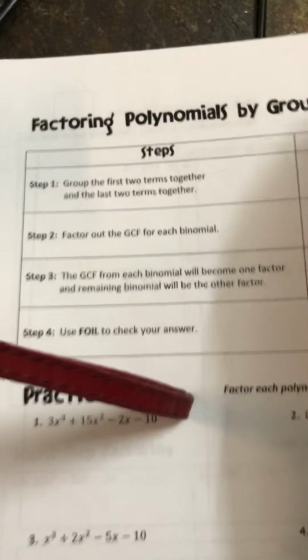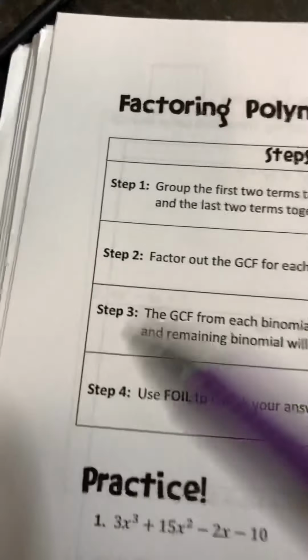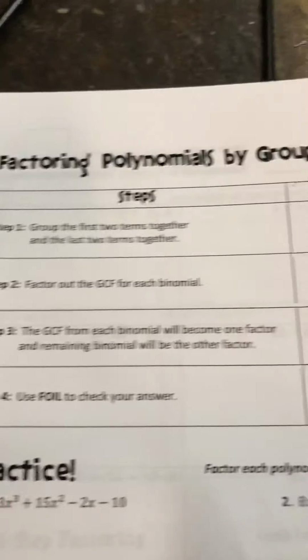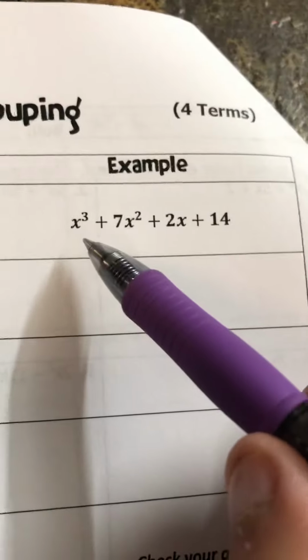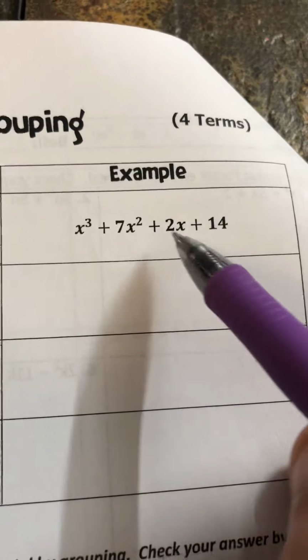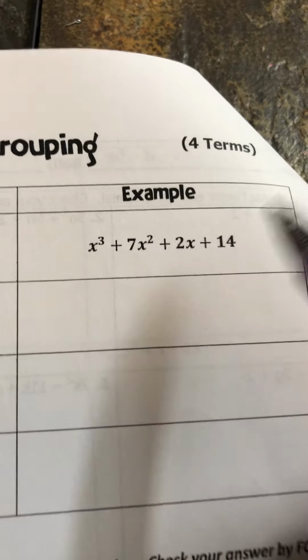There are actually 3 steps. The 4th step is just to check by foiling your answer back, okay? So the first step is group the first 2 terms together and the last 2 terms together, okay? So you see there are 4 terms, 1, 2, 3, 4. Now I can see these 2 have the highest exponents and these 2 have 1 and then no exponent, okay?